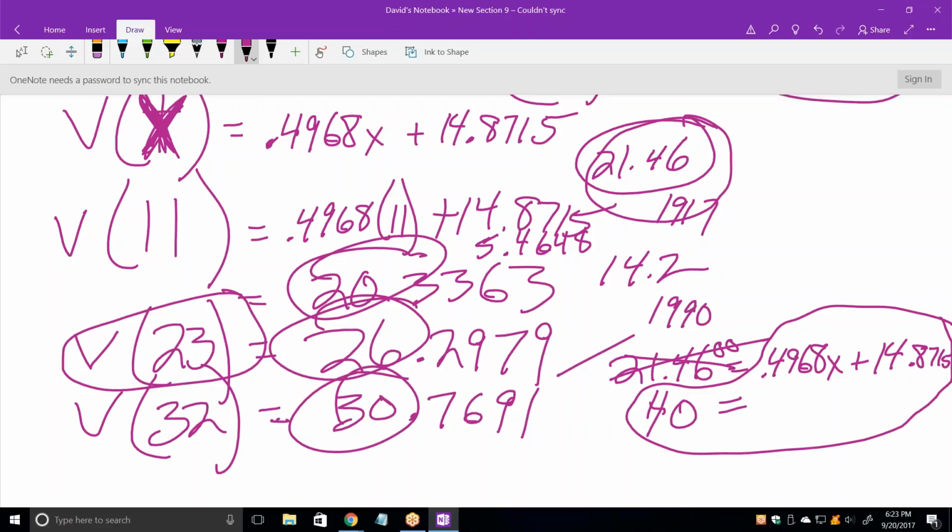All right. So would we have to subtract 14.8715, and then take that answer and divide it by 0.4968? It's 14.8715. Yeah, okay. So we get 25 divided by 0.4968. And then we get x. What do you get?